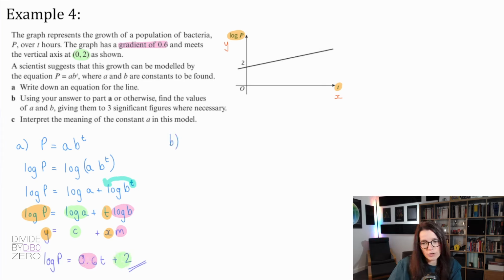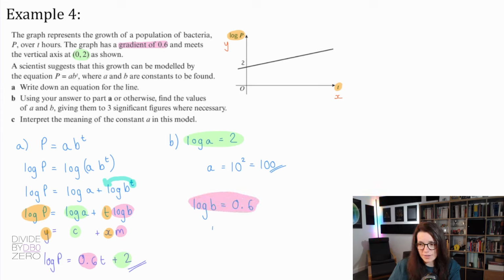Part B says, using your answer to part A or otherwise, find the values of A and B, giving them to 3 significant figures where necessary. So because we know that log A is our y-intercept 2, we can just solve this for A by doing 10 to the power of both sides. So A is 100. Similarly, we also found out that log B was actually 0.6, or the gradient. So we can find B by doing 10 to the power of 0.6, and that's 3.98 to 3 significant figures.